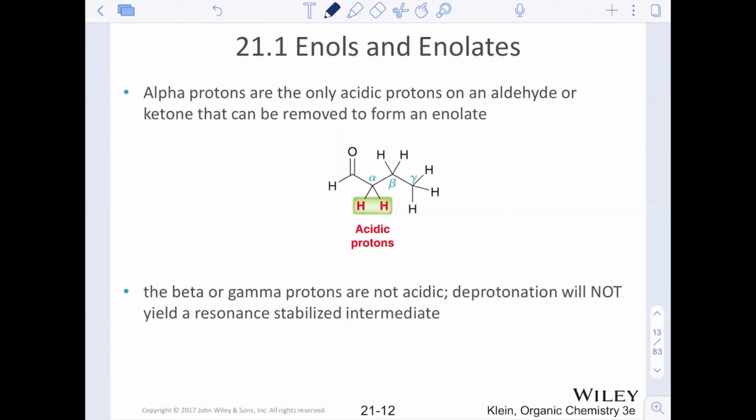So alpha protons are the only acidic protons on an aldehyde or ketone that can be removed to form an enolate. If you want to think about stepping back further away from the carbonyl, it's not going to happen. Why? We lose resonance stability. The beta or the gamma, right? If you think A, B, C in Greek: alpha, beta, gamma. Beta and gamma protons are not acidic. There's no resonance stabilizing them, so deprotonation will not occur.